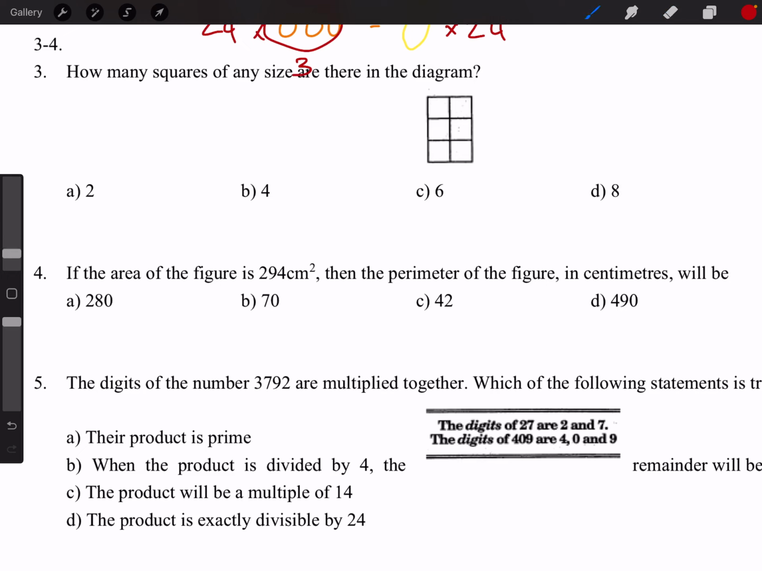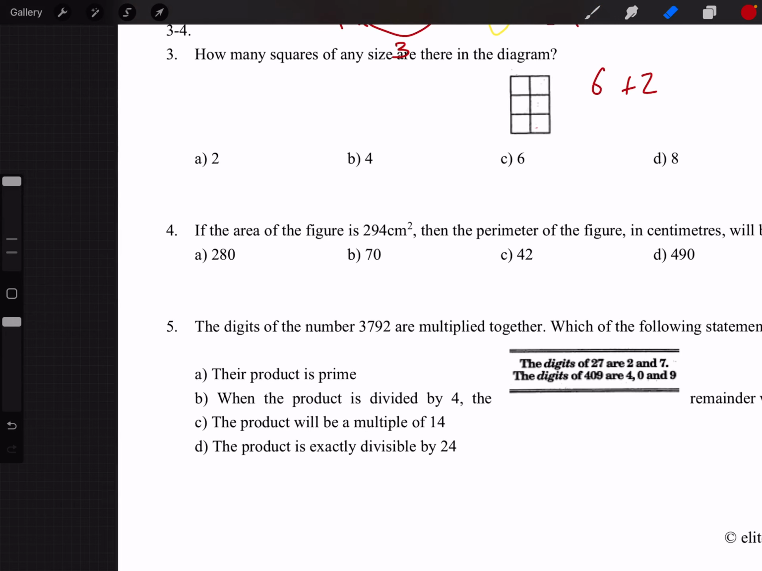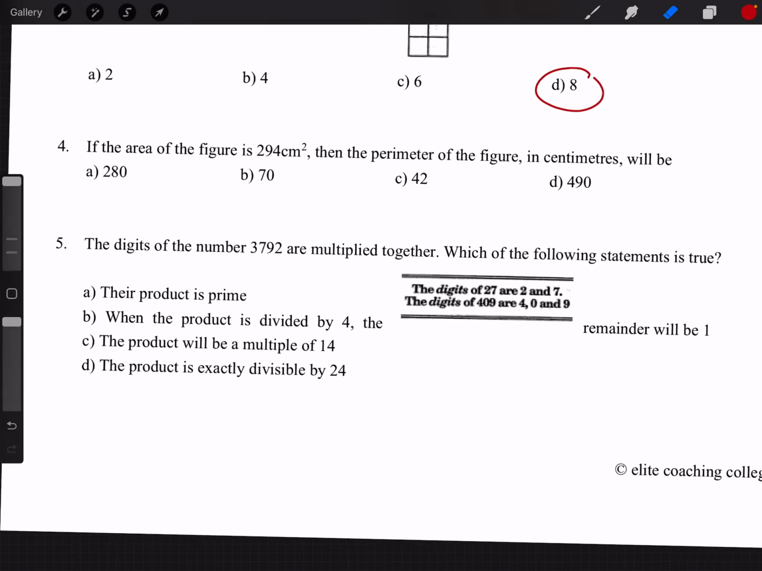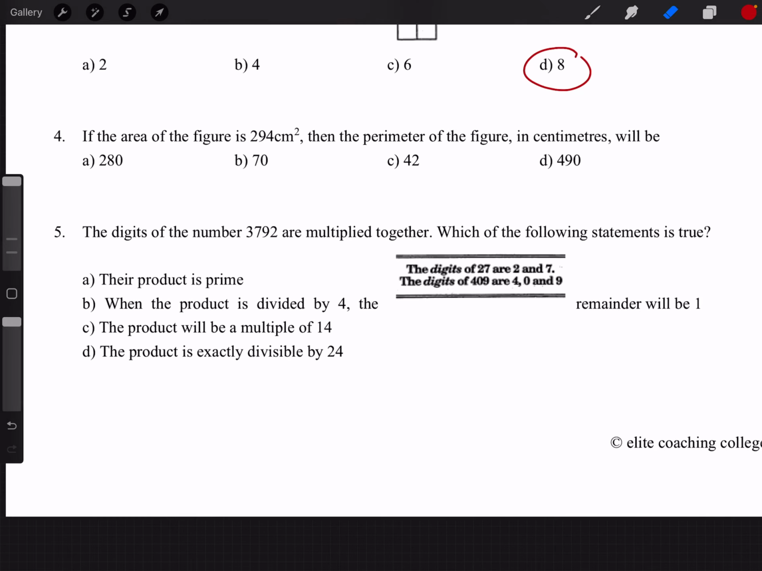All right. There are 6 individual squares. There's another one, 1, 2, plus another 2, and there's 8. Obviously, there's no other. Because this can be considered as a square, this one here. There's a 1 there, right? And another 1 there. So together is 8. If the area of a figure is that much, then the perimeter of a figure in centimeters will be what?